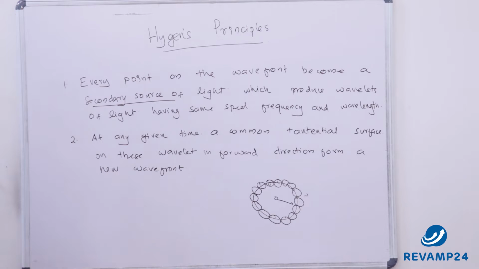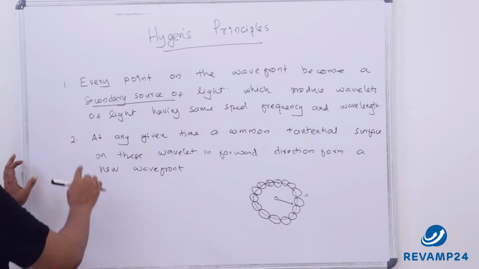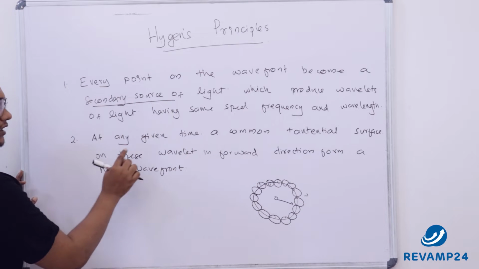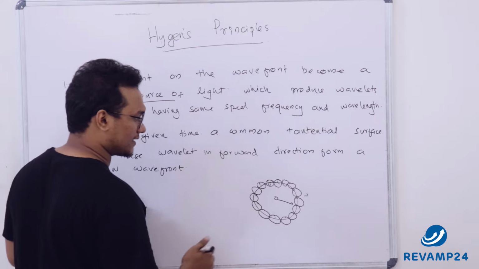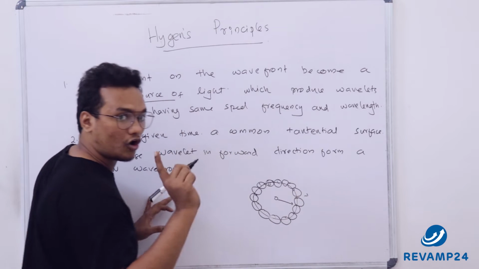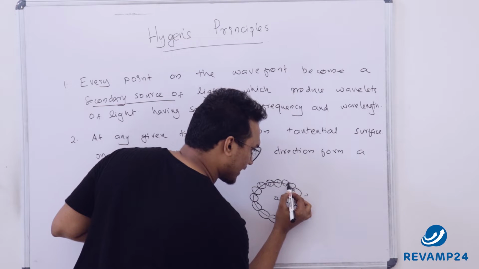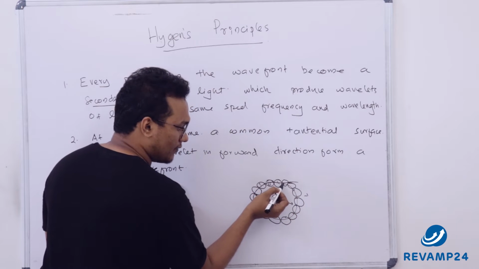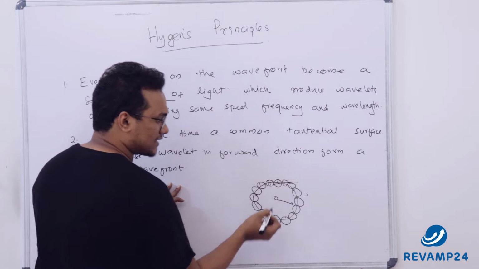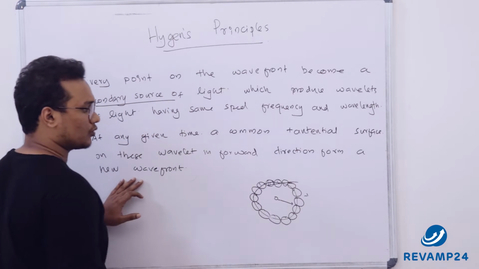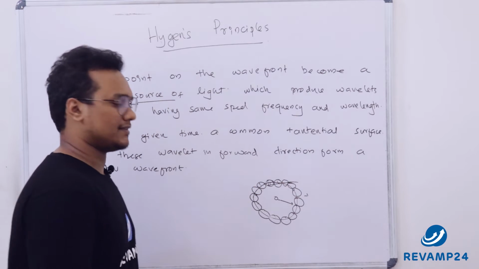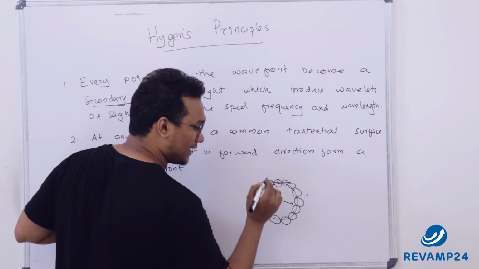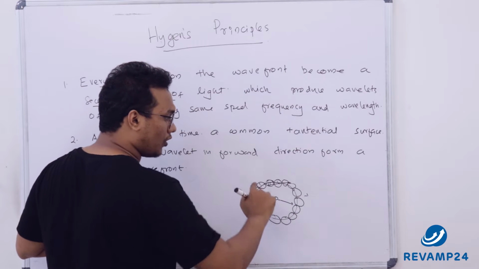That is covered in the next point: at any given time, a common tangential surface on the wavelets in the forward direction. Now this is the wavefront, we need a common tangent. I can draw a tangent here in this way, but this tangent would not be a tangent to the next wavelet. See, these are passing through the circle. So this is not a common tangent, this is only a tangent to this wavelet. I need a tangent that is common to all the wavelets.